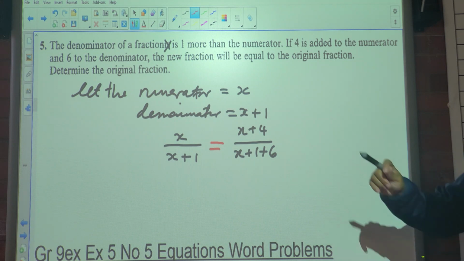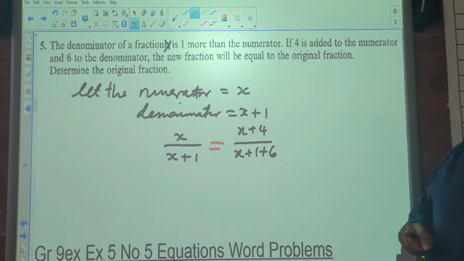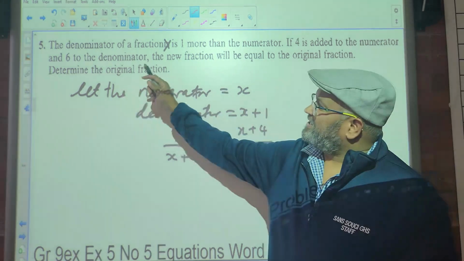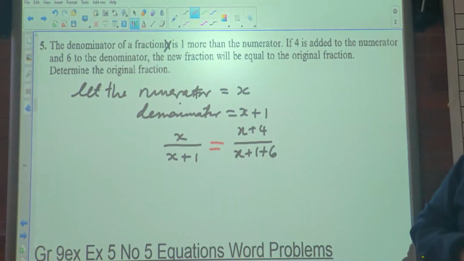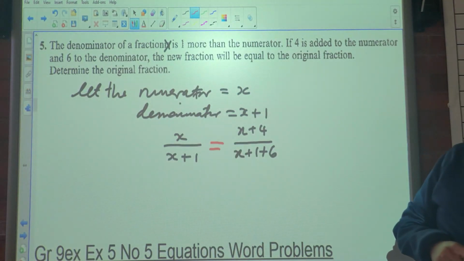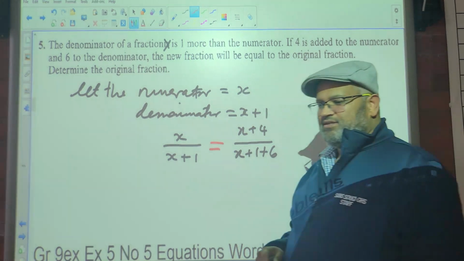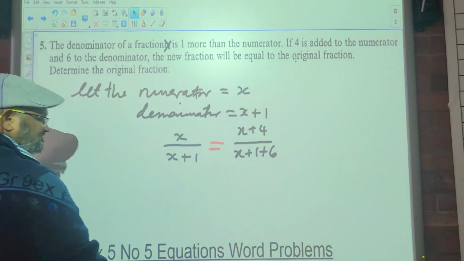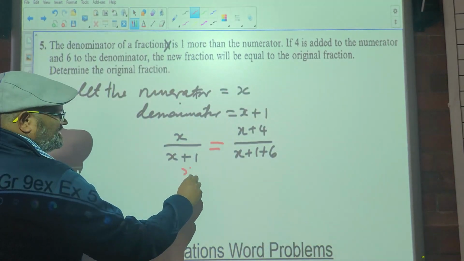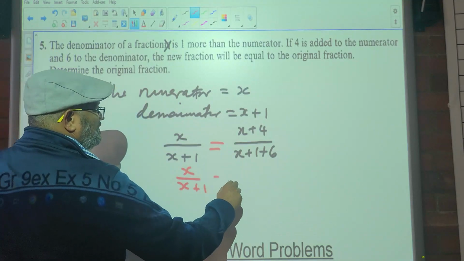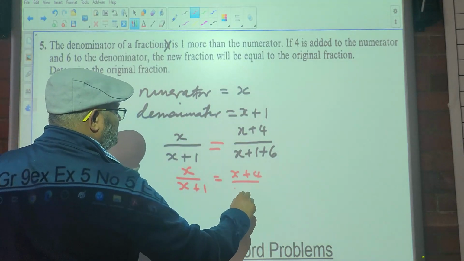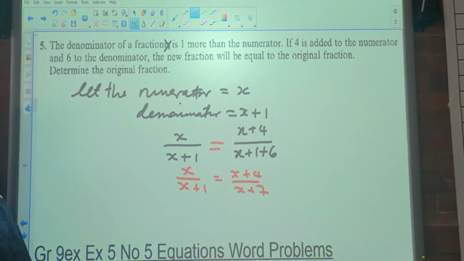But they are equal. Determine the original fraction. So what does that mean? I must solve for x. So x over x plus 1 is equal to x plus 4 over x plus 7.